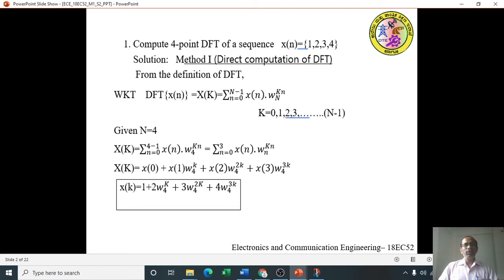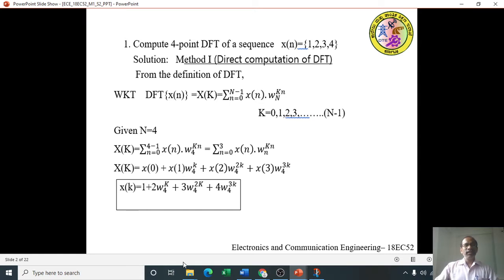How do you compute the 4-point DFT of a sequence x of n equal to 1, 2, 3, 4? There are many methods. I have divided this into two methods, method 1 and method 2. In method 1, we'll go for direct computation of DFT.